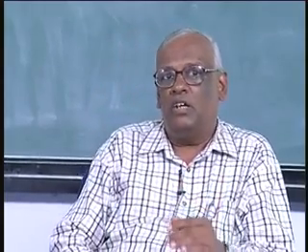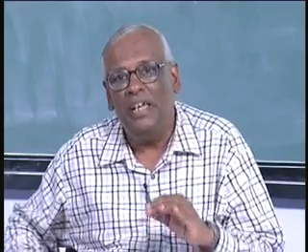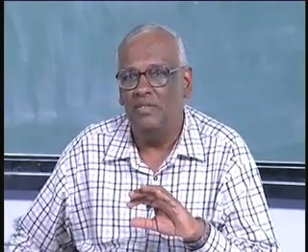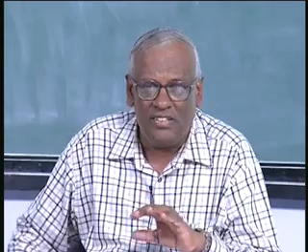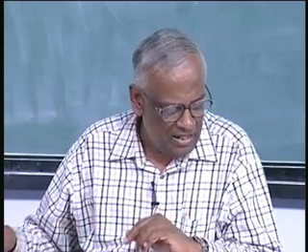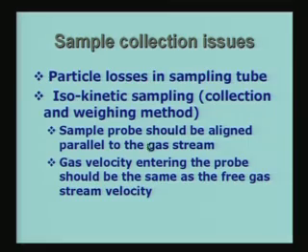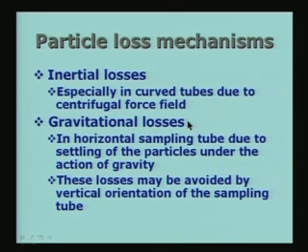Why do we require that? We require that because otherwise it will not be isokinetic sampling, and there will be a change in the concentration which is measured. The measured concentration and the actual concentration will not be the same, as we will show you in a few minutes from now. So, what are the particle loss mechanisms? I have already mentioned them in passing. One is inertial losses in curved tubes due to the centrifugal force field, and the second is gravitational losses in a horizontal sampling tube due to settling of the particles under the action of gravity.